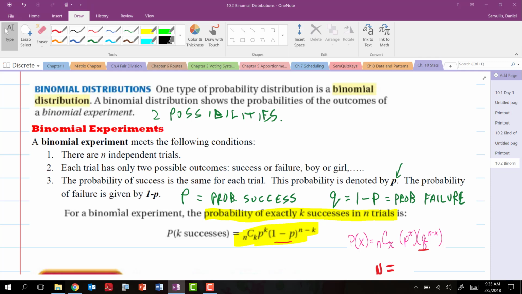Okay. Binomial distribution. You know what binomial means? What's bi? How many? 2. This is why I think it's called a binomial distribution, because there are only 2 possibilities. In the questions, you could either get the question right or wrong. And that's what a binomial experiment is. There are only 2 outcomes.